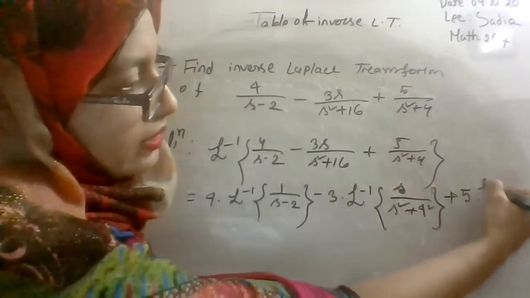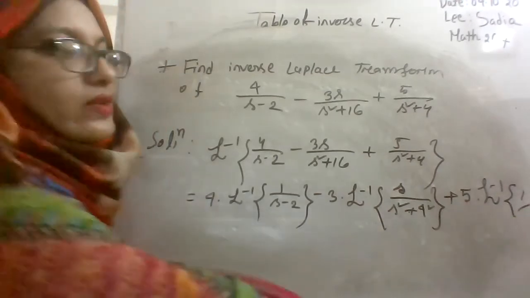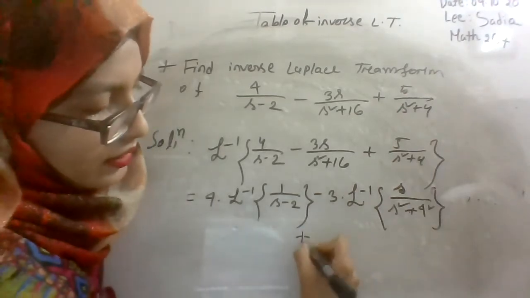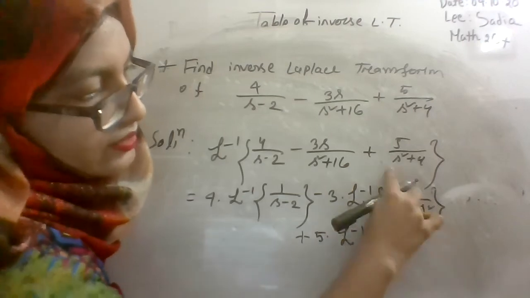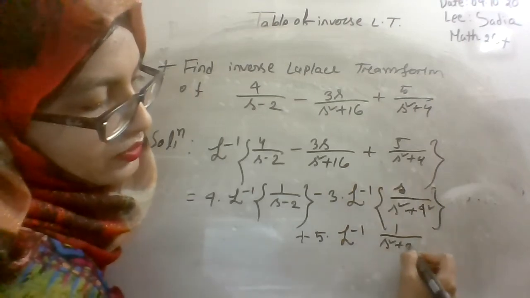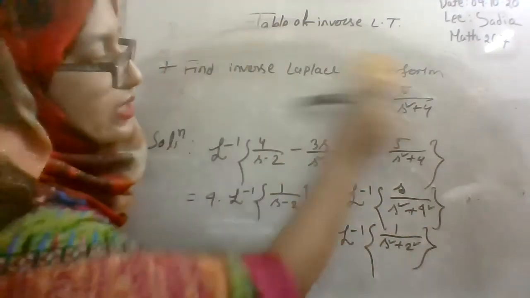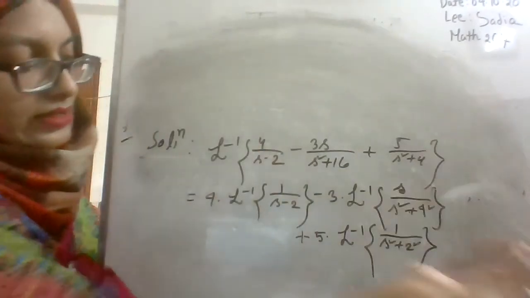So it will be 5 into inverse Laplace transformation of 1 by s square plus 4, means s square plus 2 square. Now we need the direct formula which I have written down on the previous page. That means the table of inverse Laplace transformation.